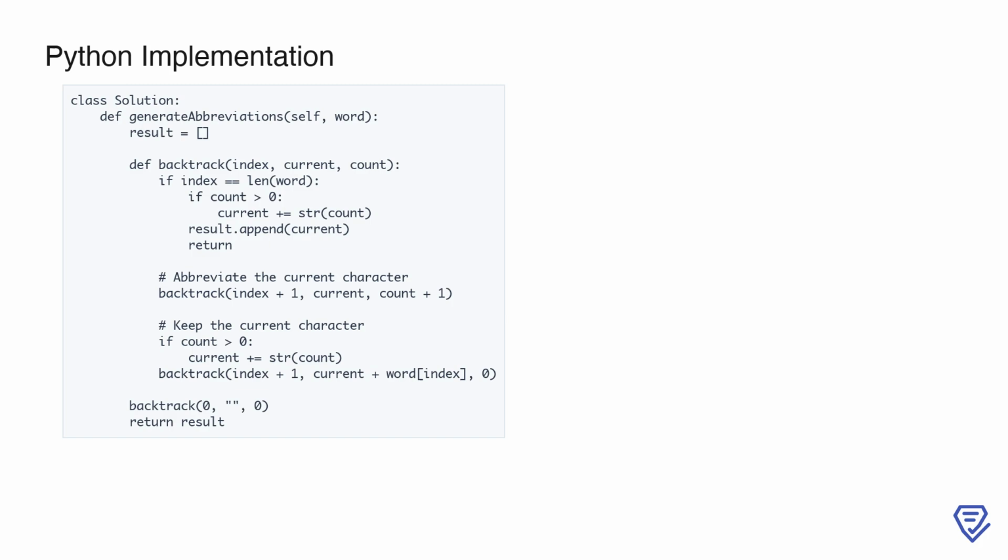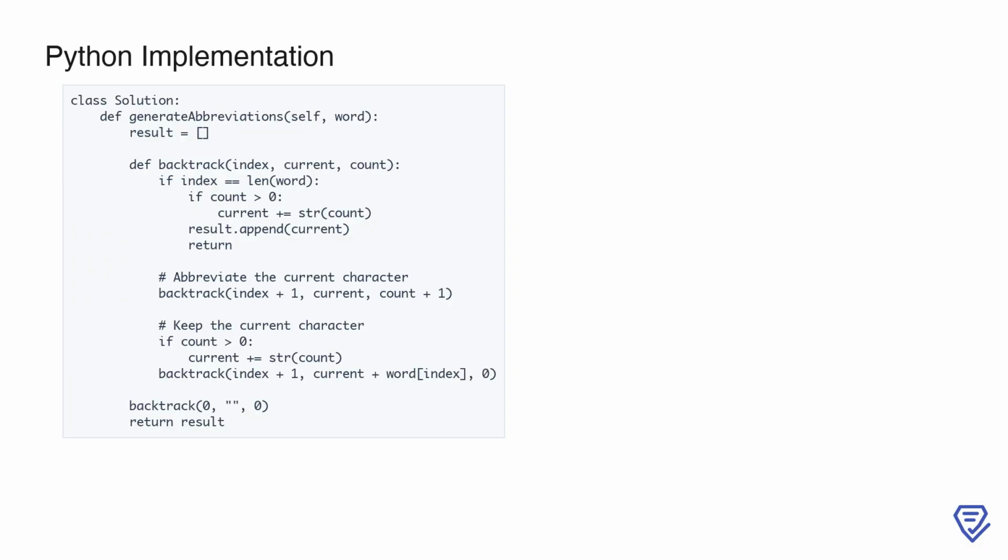The base case of the backtrack function checks if index has reached the end of the string. If so, any remaining count, representing abbreviated characters, is appended to current, and the resulting abbreviation is added to the result list. The recursive logic has two branches. The first branch abbreviates the current character by incrementing the count and moving to the next index.